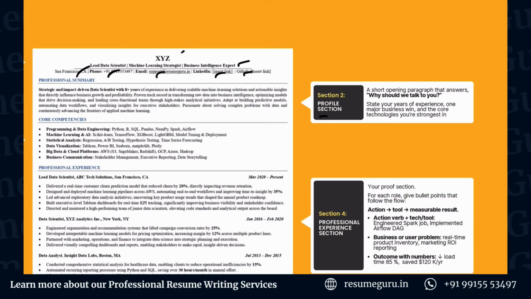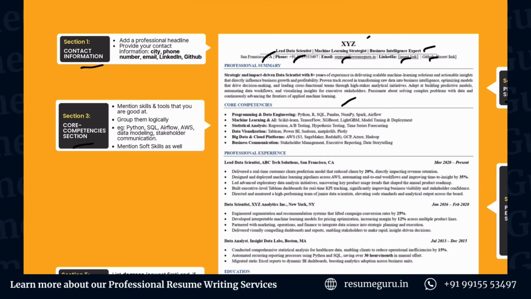Next is the profile section. The profile section or the summary section, they mean the same thing. This is where you give a short opening paragraph or 3 or 4 bullet points that answer the question: why should the recruiter talk to you? You can state your years of experience, any business win that you've had, and the core technologies that you're strongest in. This is also a great place to add keywords for ATS optimization.